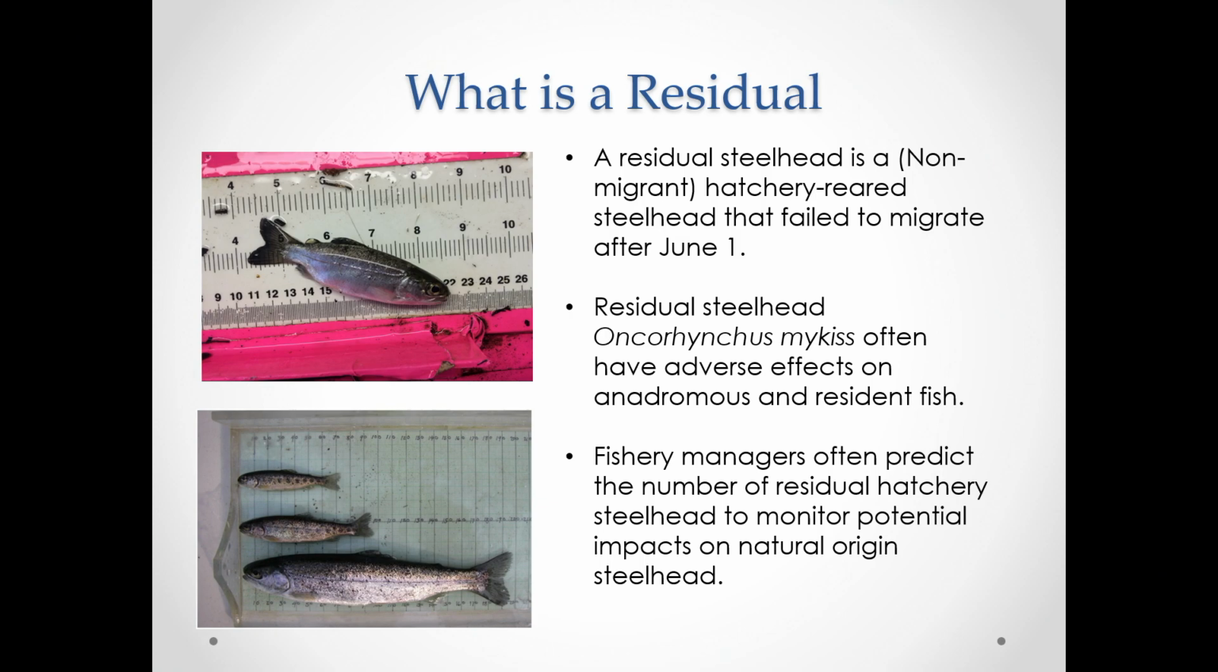You can see some of the differences in size here for residuals. In the bottom picture to the left, you can see small fish still having par marks, and then some of the larger fish might be really precocious and produce milt. Those are pretty good indicators of a residual steelhead.